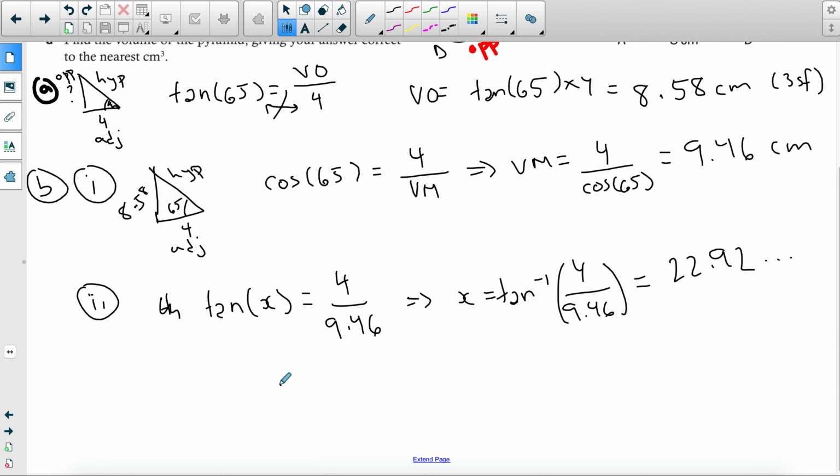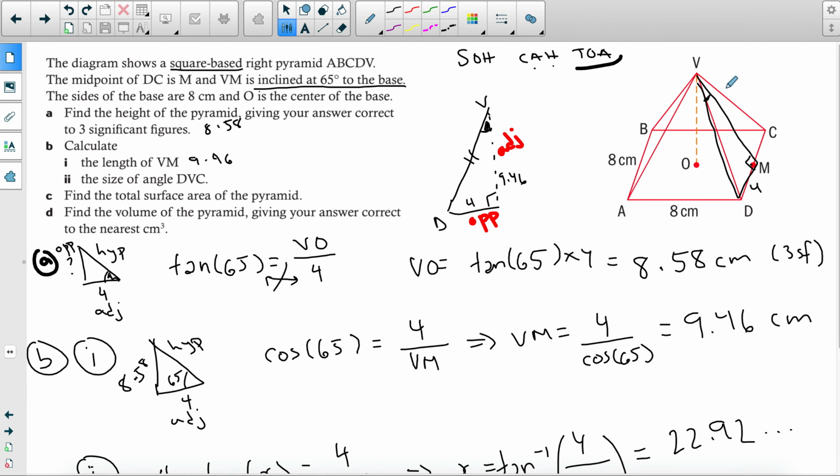So angle, or let's use proper math notation, angle DVC is equal to 2 times this 22.92, which is equal to 45.8 degrees. So that's the final answer. Try to make sense of the answer. Remember to always multiply by 2. Write the instructions in the beginning. Remember to multiply by 2, for example. That's one of the common mistakes students make.